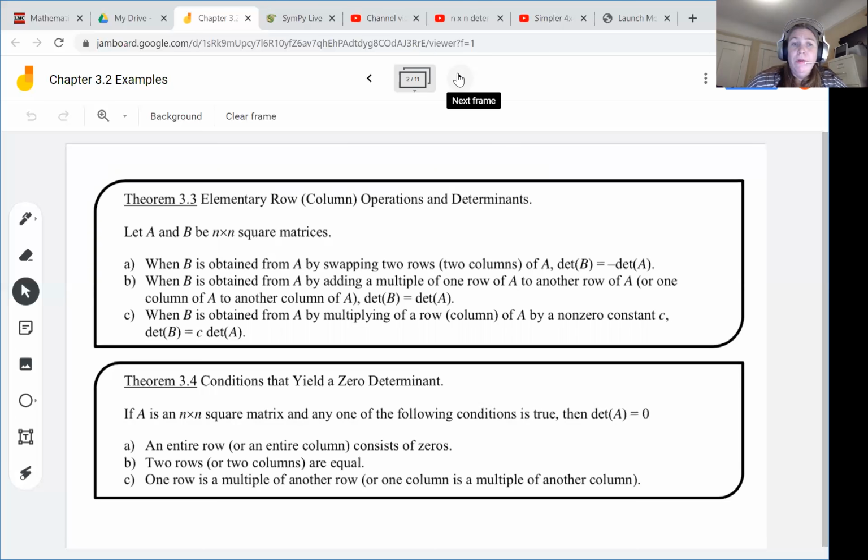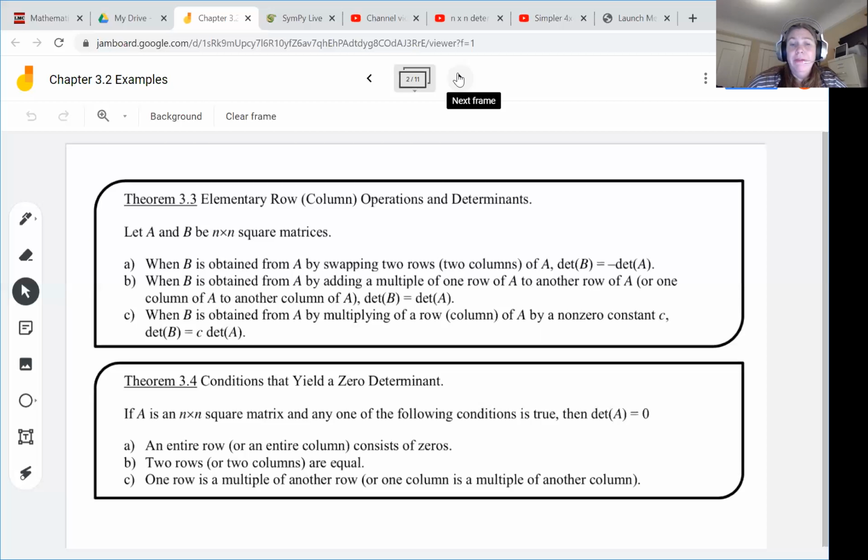Part B says when B is obtained from A by adding a multiple of one row of A to another row of A, or one column of A to another column of A, then the determinant of B equals the determinant of A. So we see if there's a row swap, we get a sign change. If we add multiples, the determinants are still equal. That makes sense because if you think about adding the multiples, multiplying through and dividing, you're not going to get a net change.